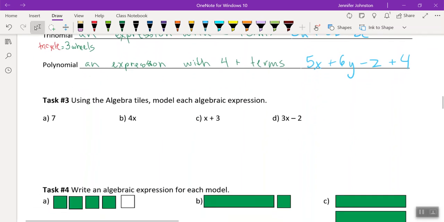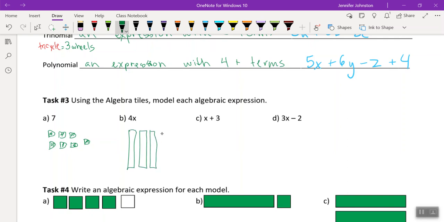All right, so let's move on to task 3. Task 3 is talking about using algebra tiles to model the algebraic expression. So again, we're back to those algebra tiles. For 7, we have 1, 2, 3, 4, 5, 6, 7. And yes, they are filled in because it's a positive 7. If it was a negative 7, we would not have them filled in. For 4x, we need 4 x's. So there's 4 of the long ones, again filled in because it's positive.